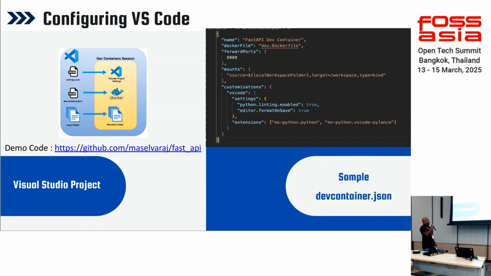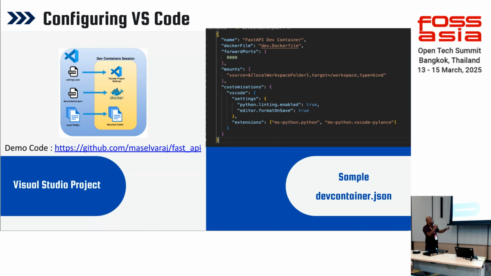Yeah, this is an example. I have the demo code link here, which is in GitHub. You can look at it later if you're interested. We'll have the usual settings.json, which will have Visual Studio project settings. And devcontainer.json is the one that we have added for telling what the Dockerfile is and where it needs to be mounted, all those things. And how it will work is the local folder will be mounted inside the container.